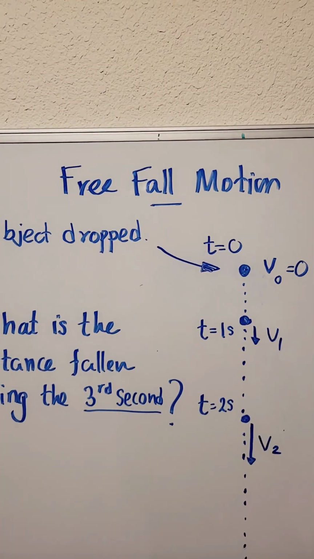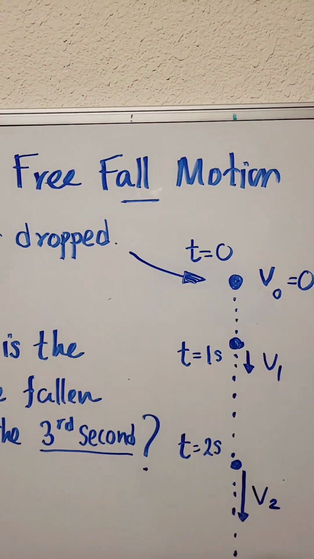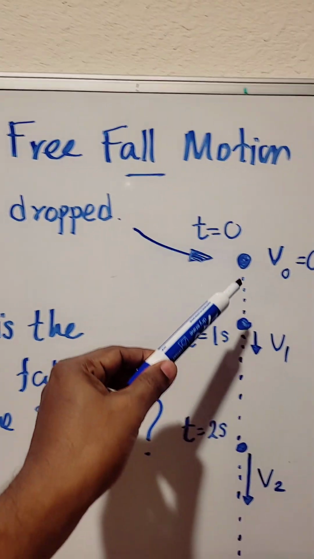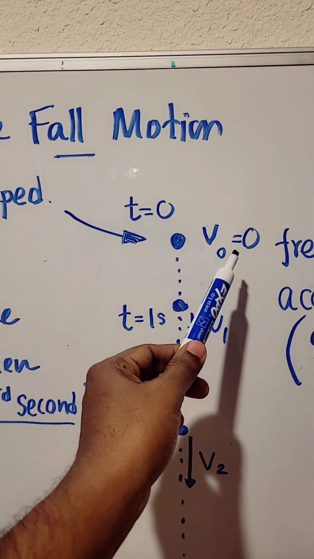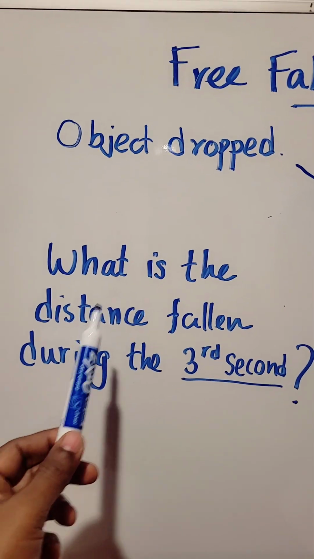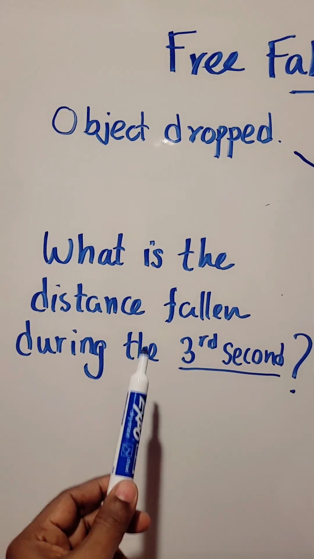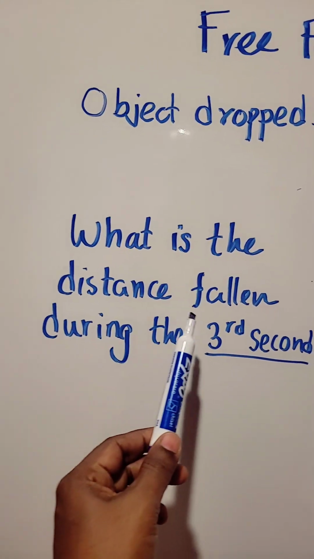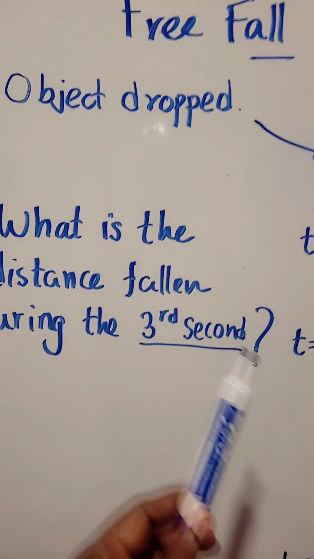Okay, so this is the question. It's a free fall motion problem. The object is dropped, so that means it starts from zero velocity. The question is: what is the distance fallen during the third second? We want the distance fallen during the third second.